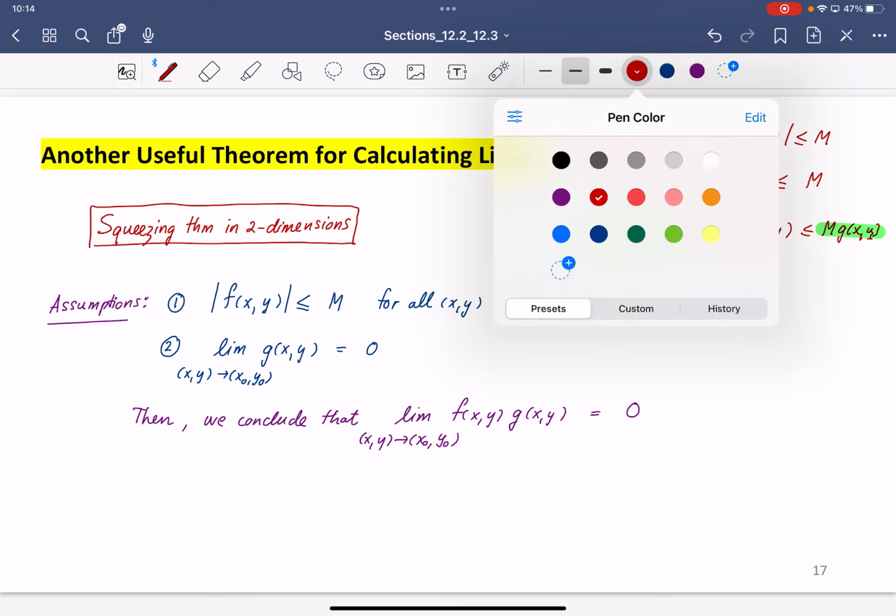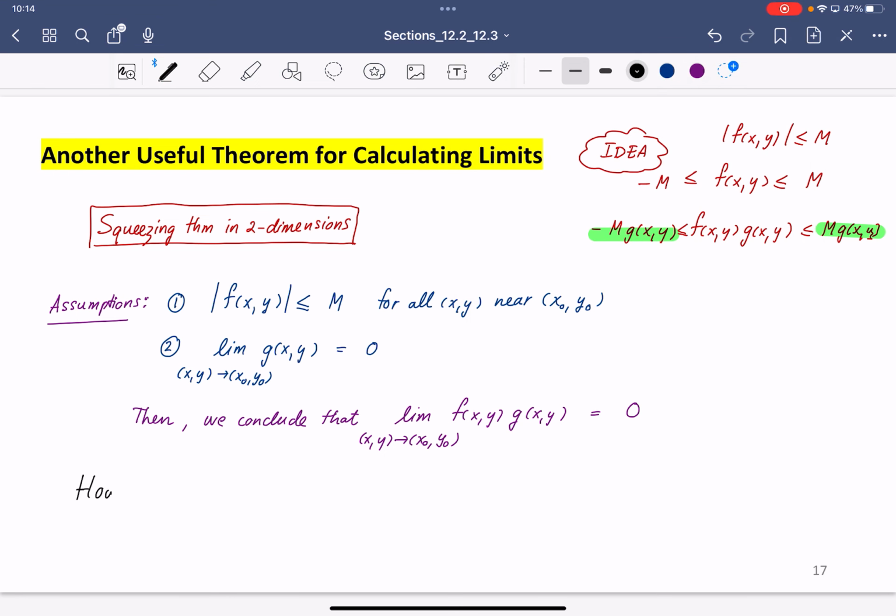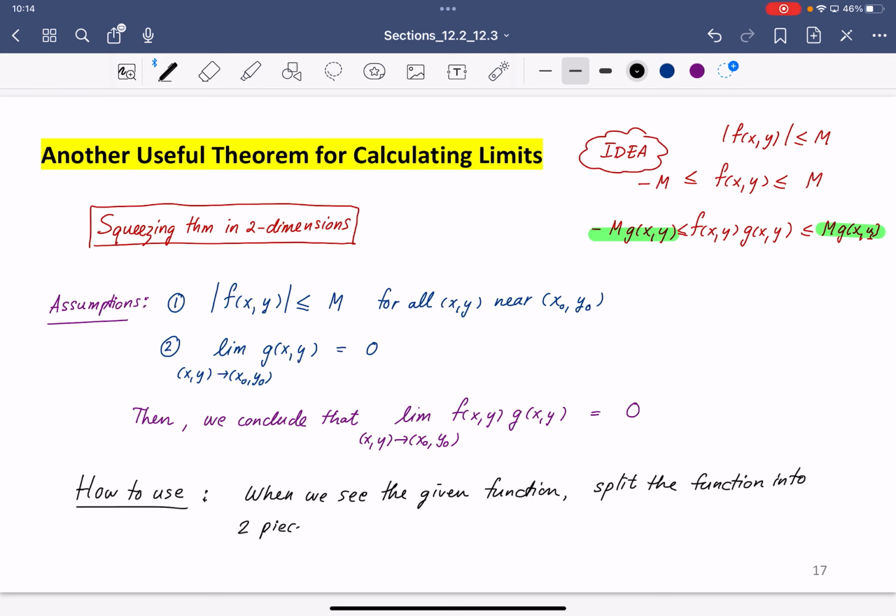So how do we use it? Once you see f(x,y) and g(x,y) in the question, when we see the given function that we want to compute the limit of, we try to split the function into two pieces, called f and g.